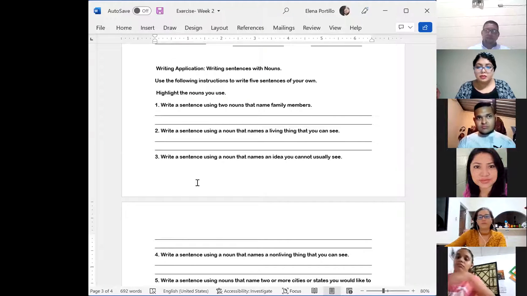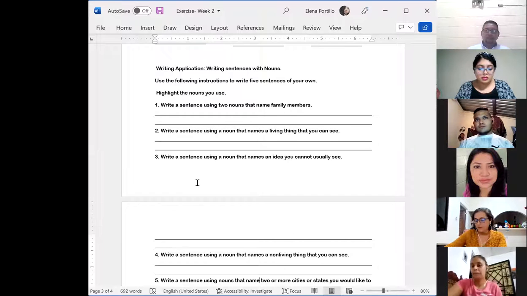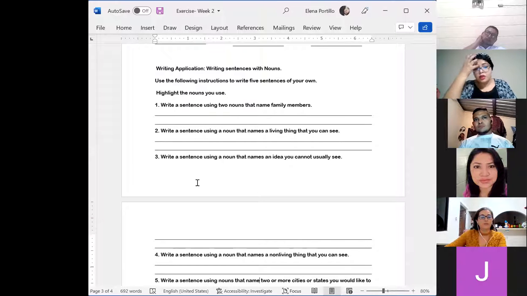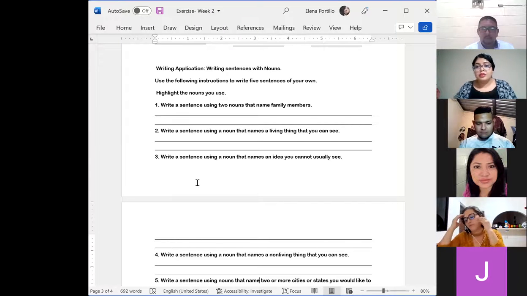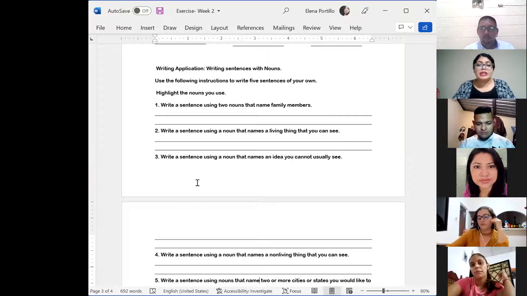An idea. Who wants to read the sentence for number three? Okay. Patience is a virtue that we must cultivate. Oh, that's good. Thank you. Number four, write a sentence using a noun that names a non-living thing you can see. Who wants to read that sentence? Me, teacher. Tell me.